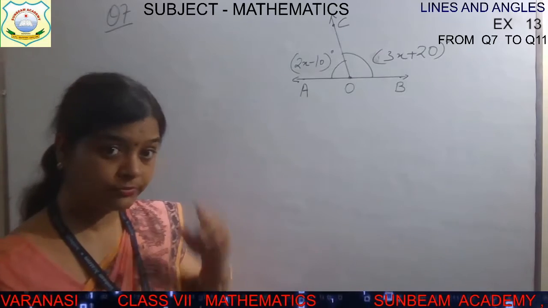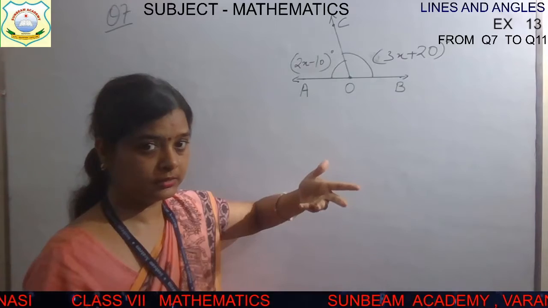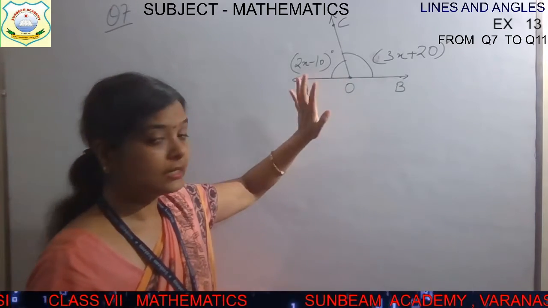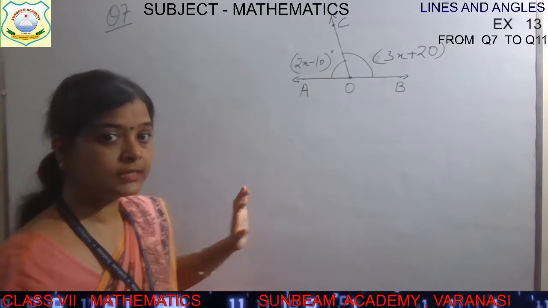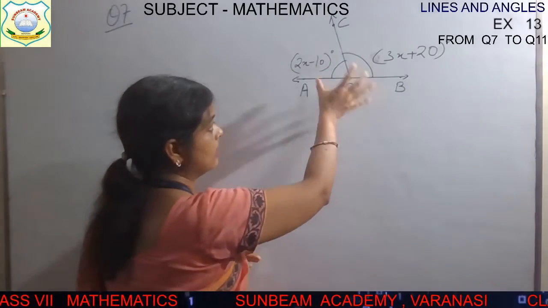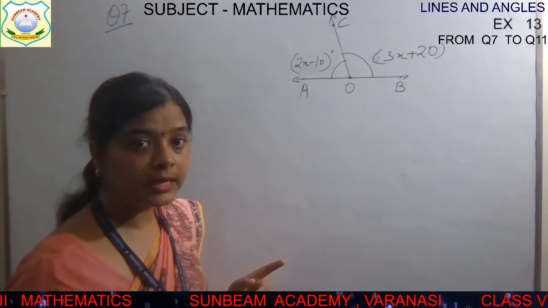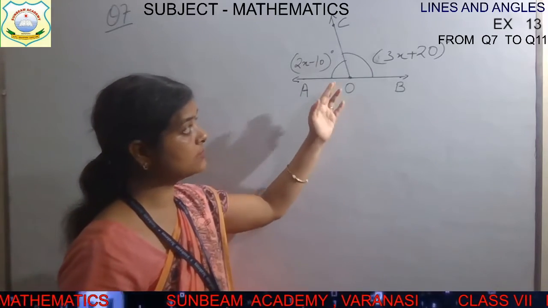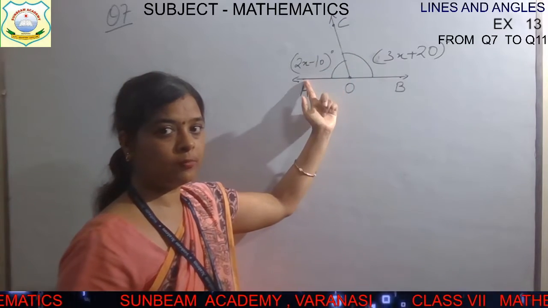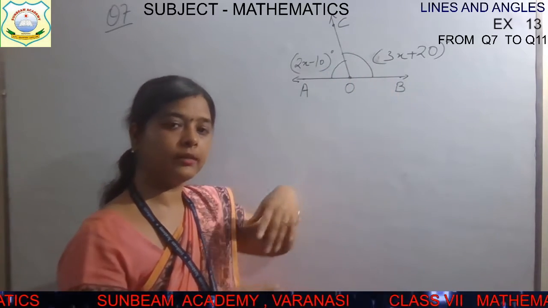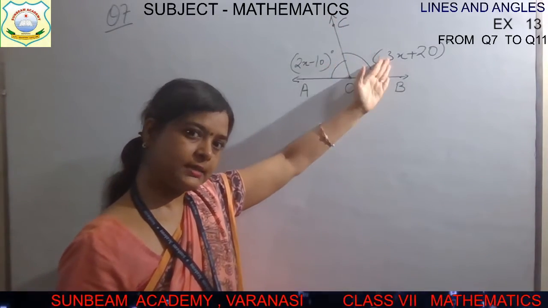Now children, what we will think? We will see the things given in the question. Angles were given in the question, but when you see the diagram, you can see that it has two angles and both are adjacent angles. Adjacent angles mean having the same vertex, a common arm, and the non-common arms on either side of the common arm. These two are adjacent angles.